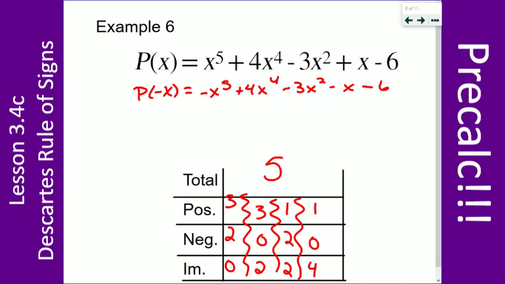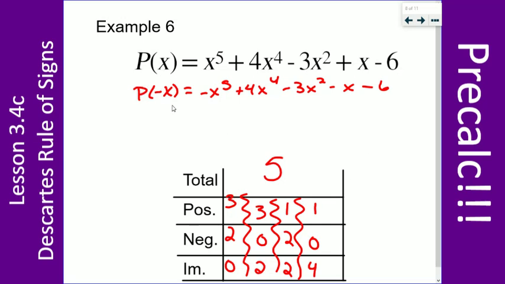Okay, so if we look at p of x, we notice that x to the fifth is our largest exponent, which gives us 5 total solutions. And then if we count the sign changes, we say, all right, positive to positive, that's 0. Positive to negative, that's 1. Negative to positive, that's 2. Positive to negative, that's 3. 3 total sign changes. So we have potentially 3 positive sign changes.